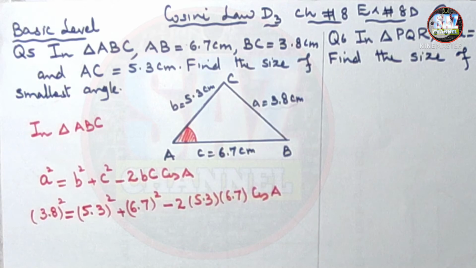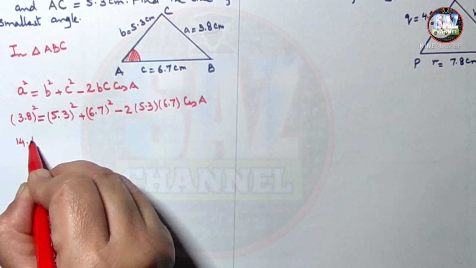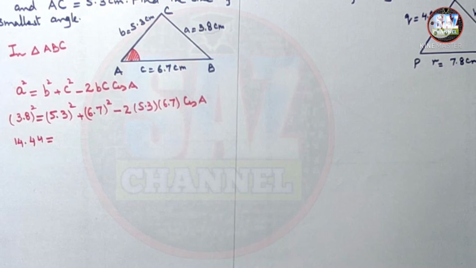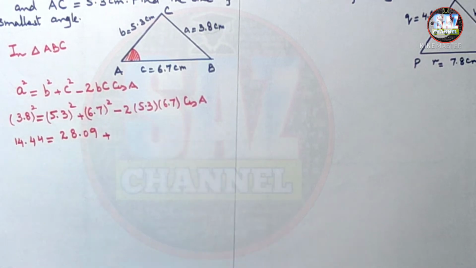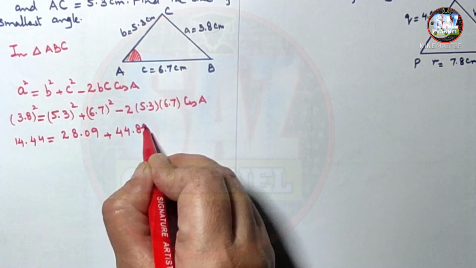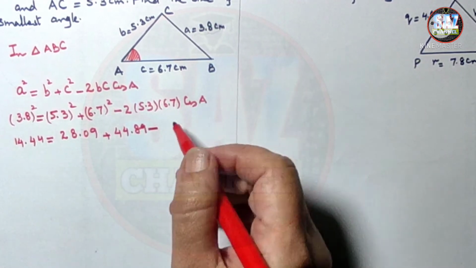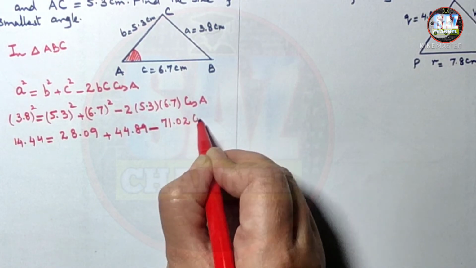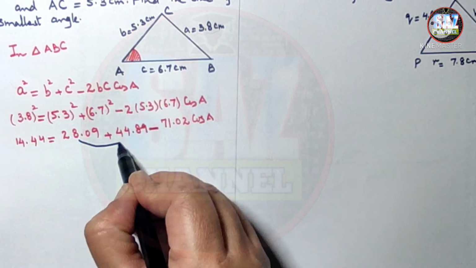Now it's a game of calculator. I just have to hold the calculator. 3.8 square is 14.44, and 5.3 square gives me 28.09, plus 6.7 square gives me 44.89, minus 2 multiplied by 5.3 multiplied by 6.7, and this gives me 71.02 cos of angle A. Now look, these two terms, 28.09 and 44.89, are like terms. We have to add them up.